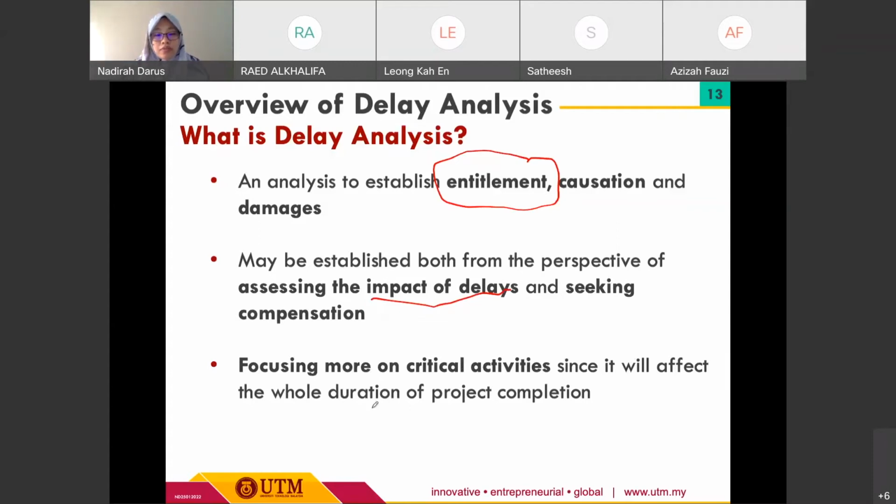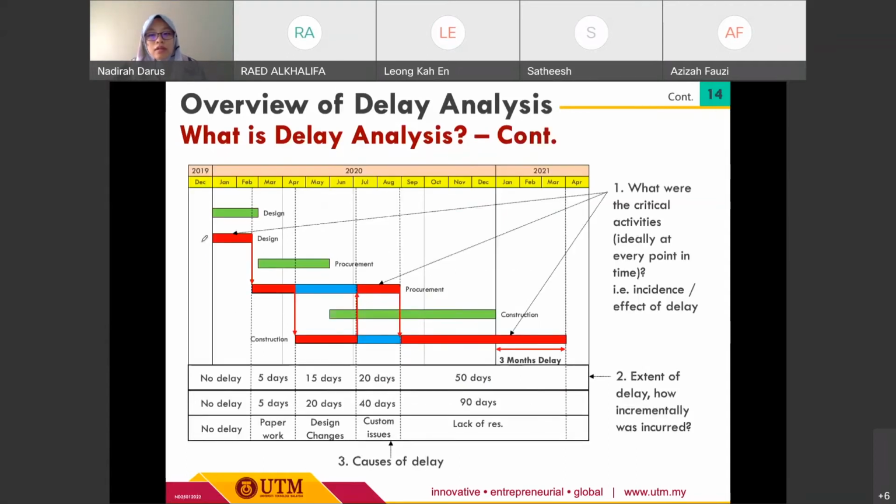Again, if we refer back to the critical activities, I'm sure that all of you already know what critical activities refer to. So that's why we need to properly manage these critical activities. We need to focus more on these activities, since they represent the whole duration of the completion. So that's why we need the analysis focusing more on the critical activities.